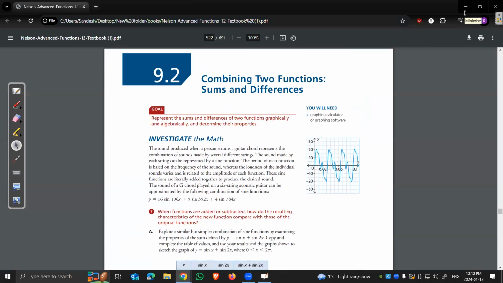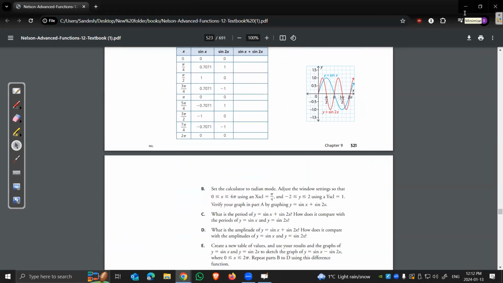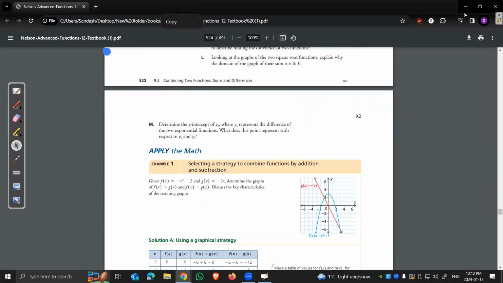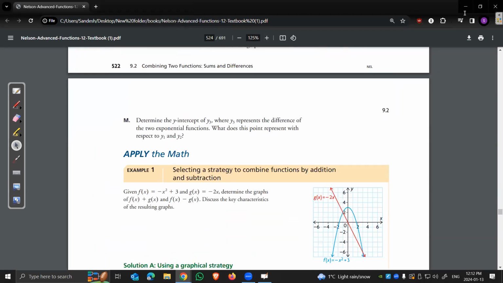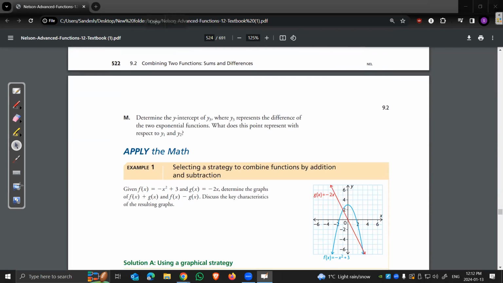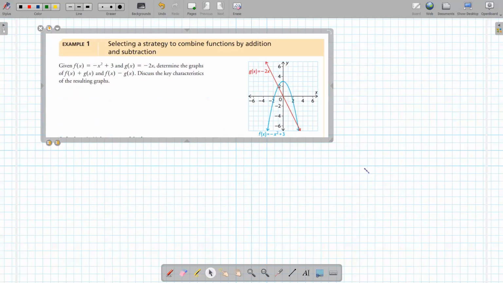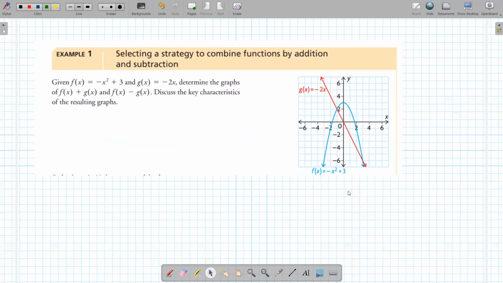Now let's go into something called combining functions. I'm gonna start off with an easy one here. So we're given a quadratic that's opened upside down, and we're given a linear function that has a negative slope. One of them is f of x, the other one is g of x. So we have two different functions here. Our goal is to combine these two.